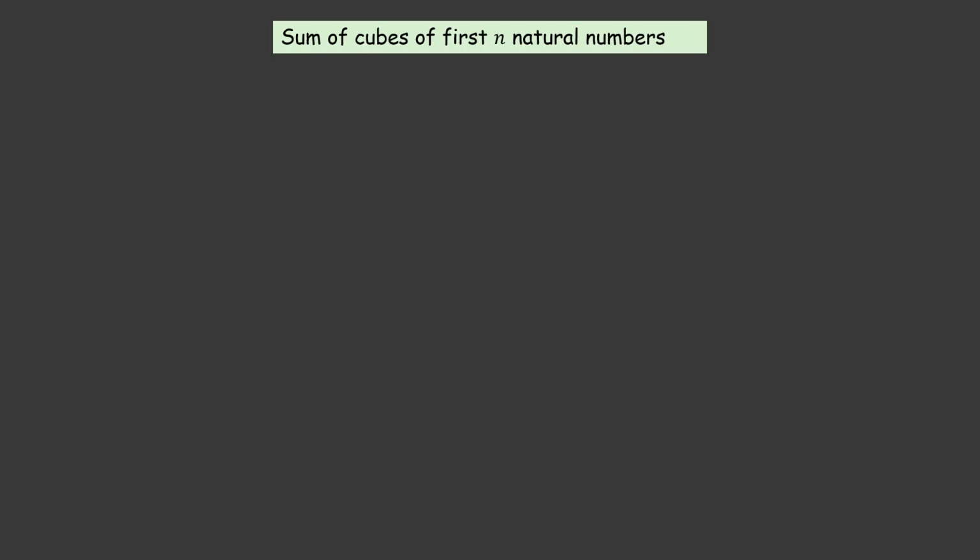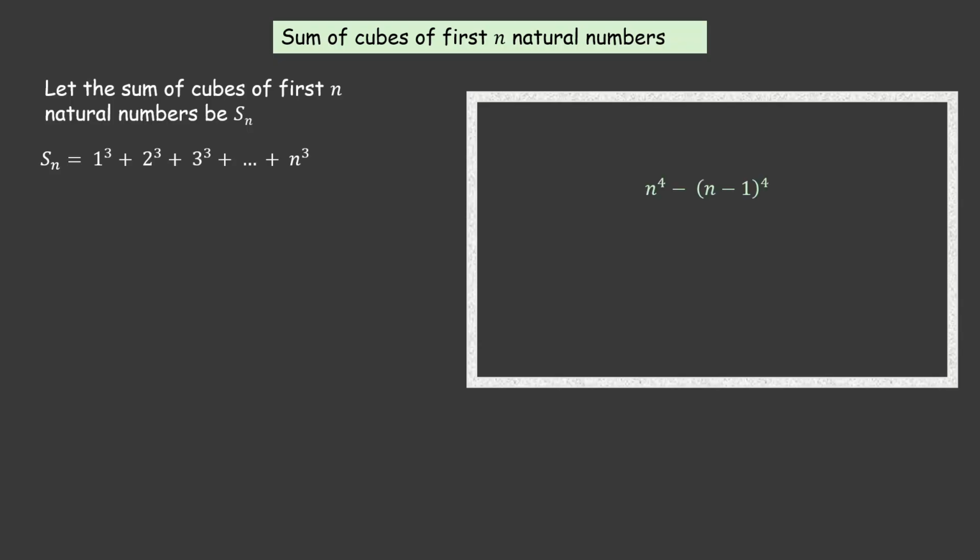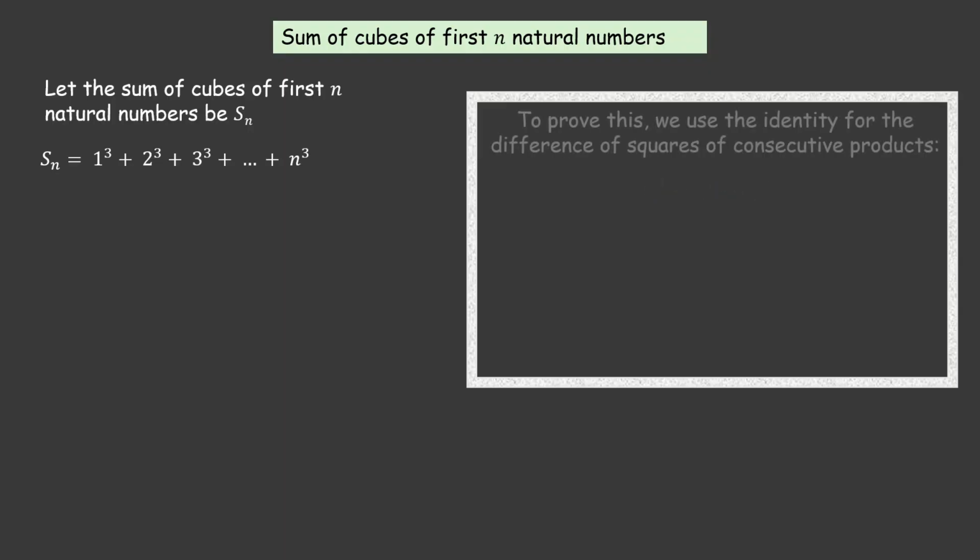Similarly, we are going to find the sum of cubes of first n natural numbers. Let the sum of cubes of first n natural numbers be Sn. Following our previous logic, you might think we should use fourth powers, like n raised to power 4 minus n minus 1 raised to the power 4. While that does work, it creates a ton of messy calculations. Instead, mathematicians found a much cleaner shortcut using difference of squares of consecutive products.